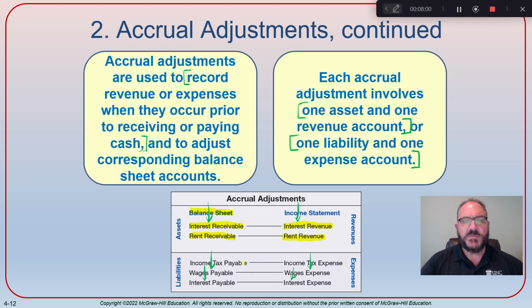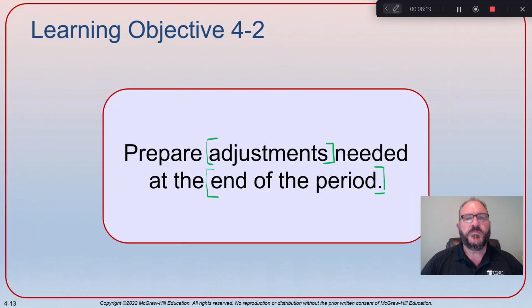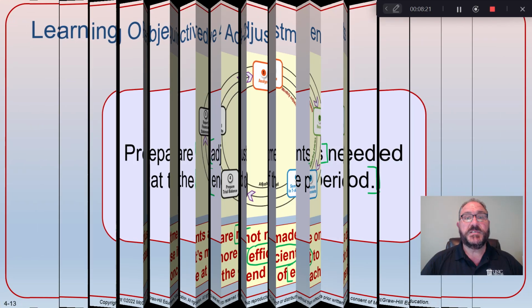Same thing here, income tax payable becomes income tax expense when it's paid. Wages payable becomes wages expense when it's paid. And interest payable becomes interest expense when it's paid. Okay? By the way, it's a little confusing here, but once you see them done, it'll make more sense to you. Okay? So let's take a look at some of these.